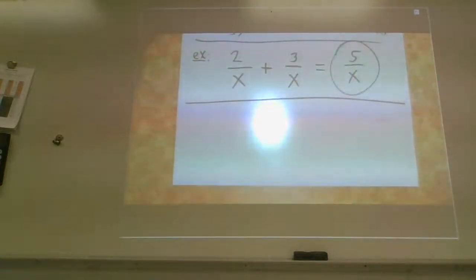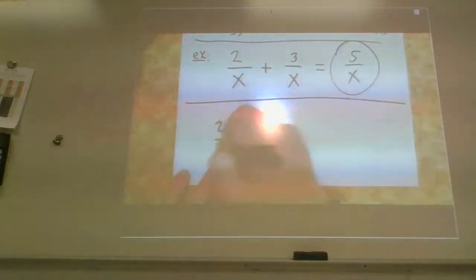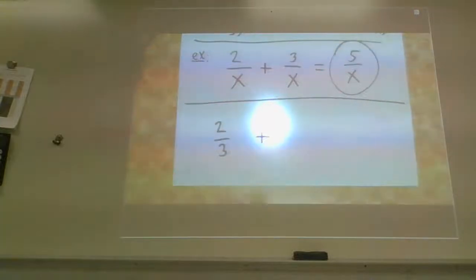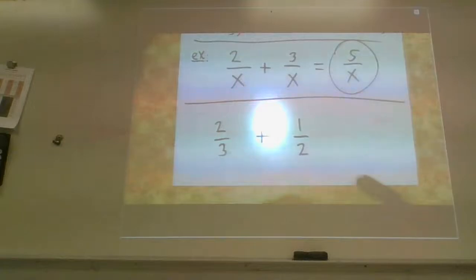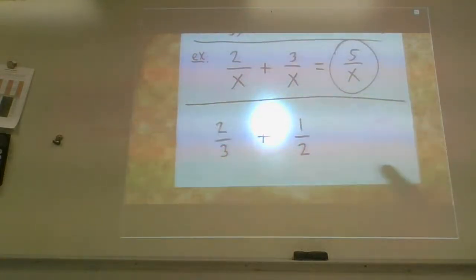Give me a fraction. Any old fraction. 2/3. Give me another fraction with a different denominator. 6 over 9. Give me one that's already simplified. 1/2. You cannot add them together right now. You cannot add them together as is. What must I do?